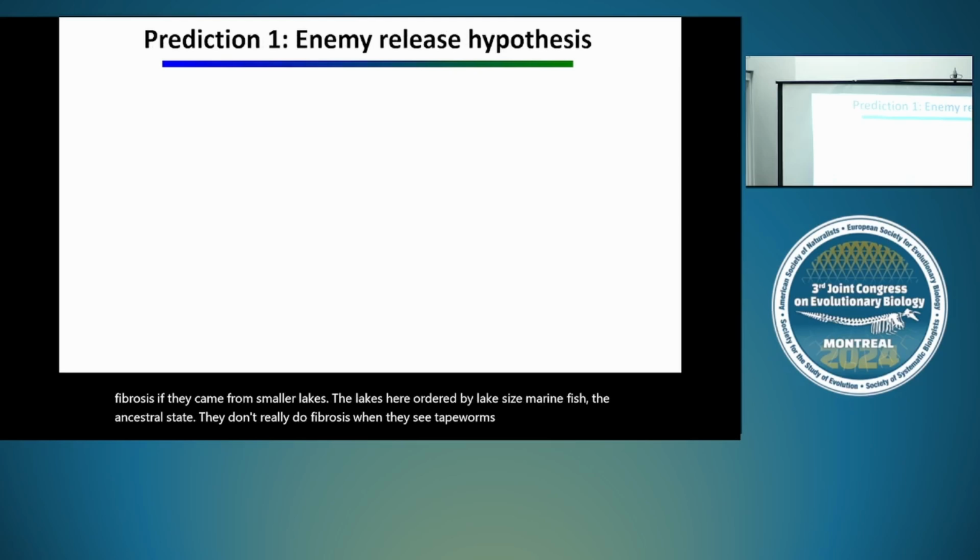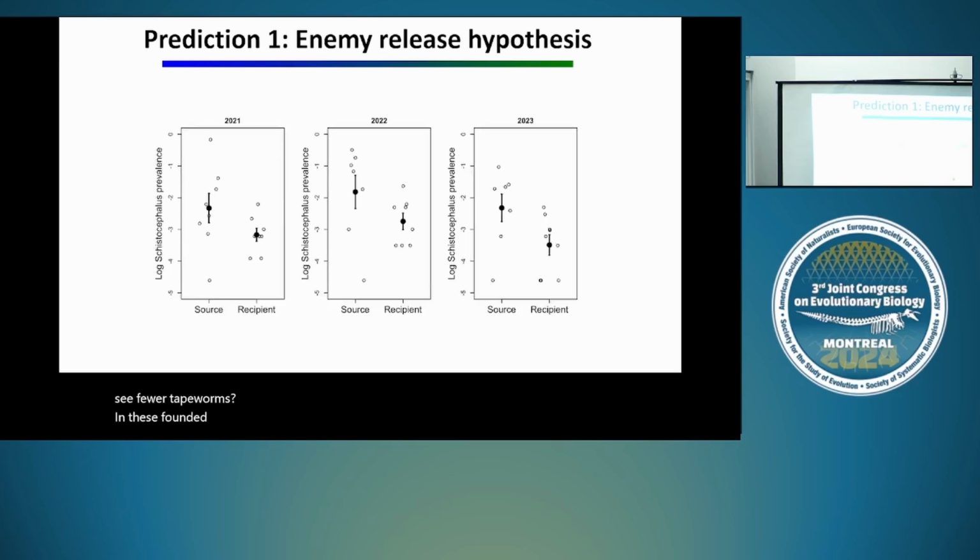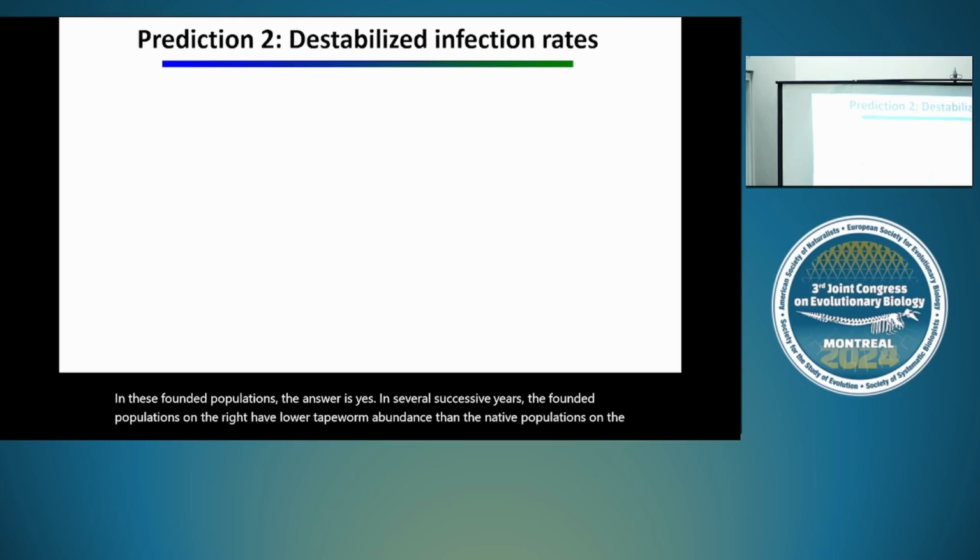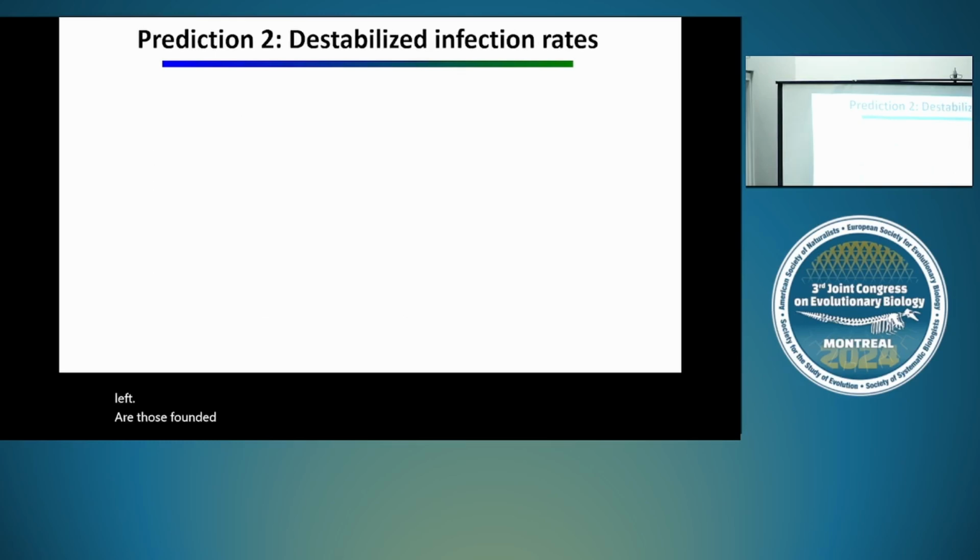So let's look at a couple predictions. What's going to happen? One is the enemy release hypothesis. Do we just see fewer tapeworms in these founded populations? The answer is yes. In several successive years, the founded populations on the right have lower tapeworm abundance than the native populations on the left. Are those founded populations experiencing destabilized tapeworm abundance? The answer is also yes.